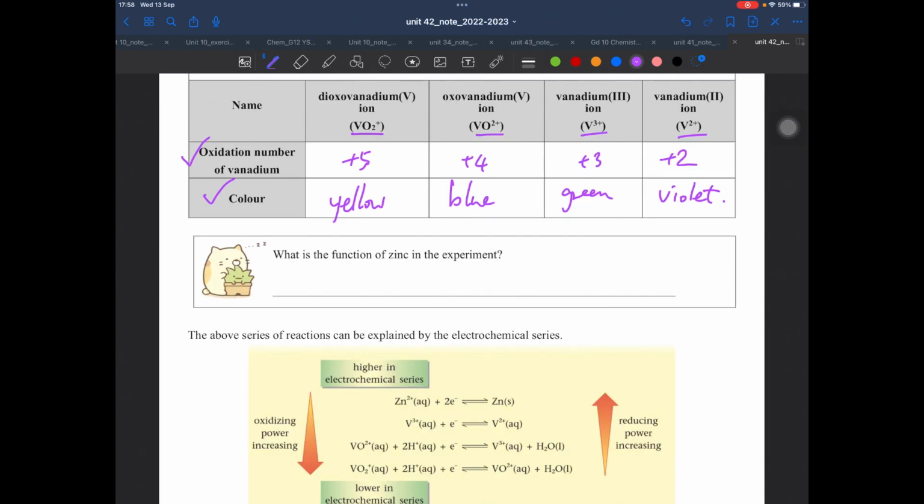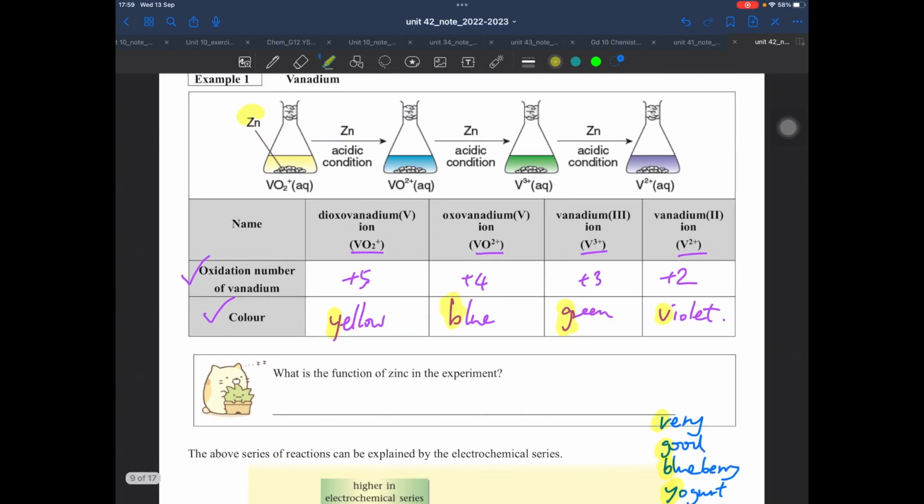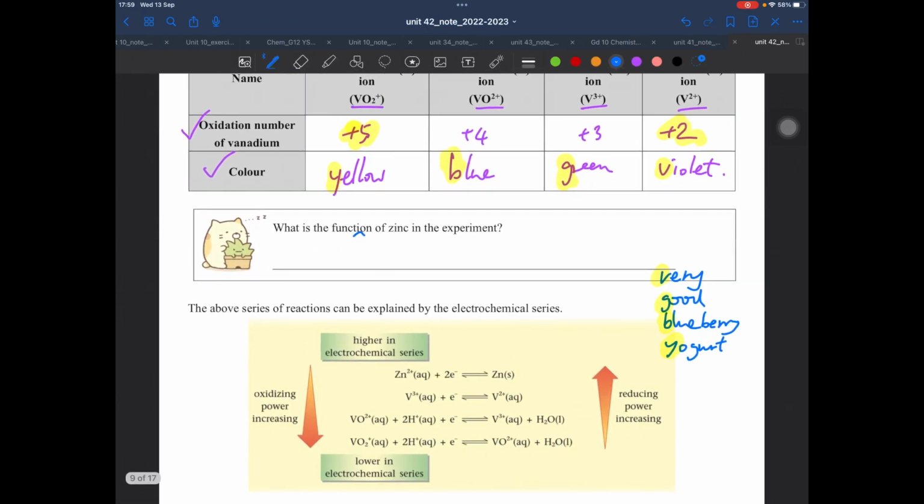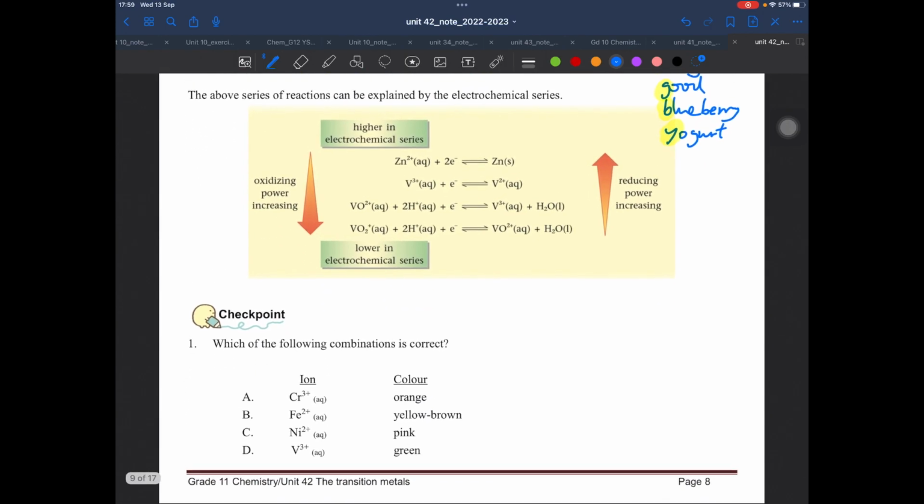Here, I give you a method to remember the color of vanadium. Hope this can help you to memorize the color corresponding to the different oxidation states. So you can see when you add zinc inside, they turned from positive 5 to positive 2. So what is the function of zinc? Yes, some of you got the answer: as reducing agent. And we are not happy with that.